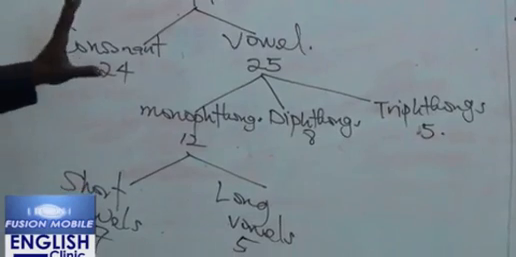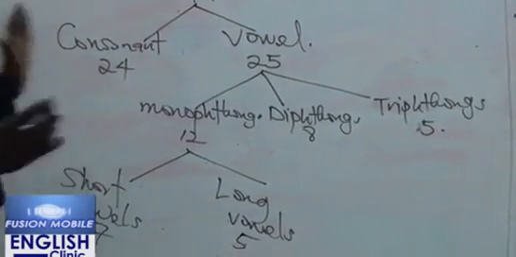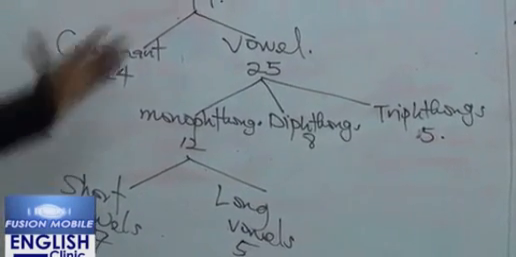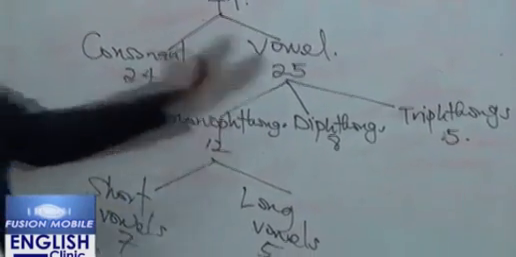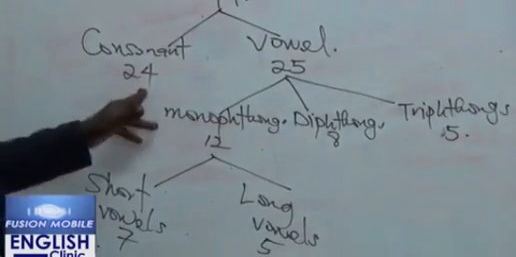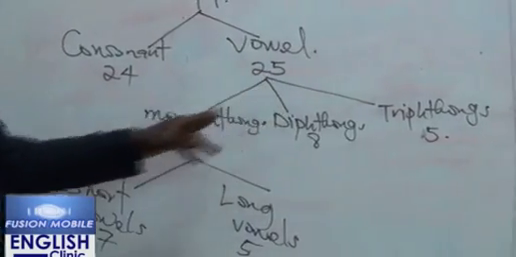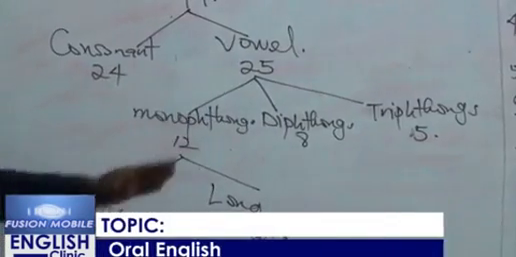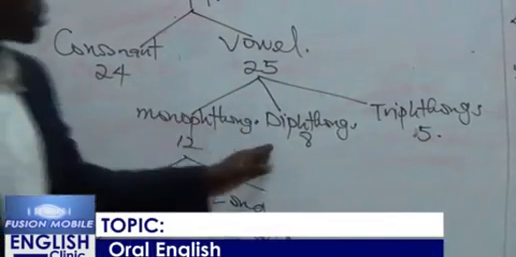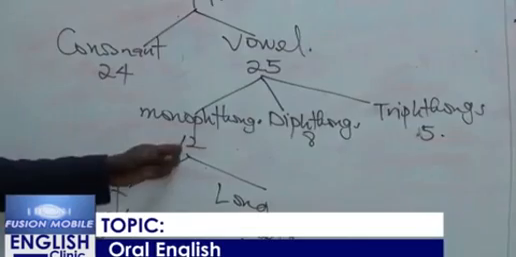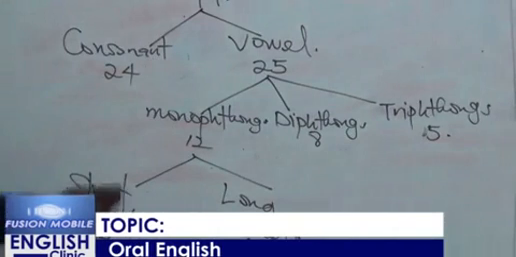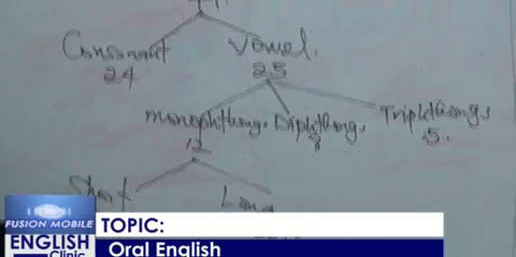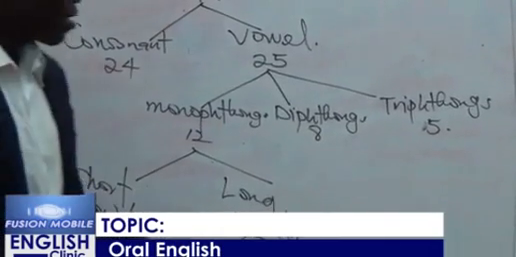Now, this chart is just a summary of the sounds that we have in the English language. Like I said, we have 49 sounds, and they can be divided into two groups, consonants and vowels. The consonants are 24, while the vowels are 25. The vowel sounds are divided into three groups: monotones, diphthongs, and triphthongs. Monotones are 12, diphthongs are 8, triphthongs are 5. The monotones are divided into two groups, short vowels and long vowels. Short vowels are 7 and long vowels are 5.